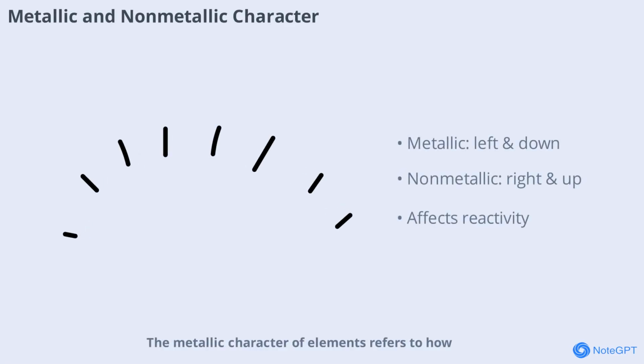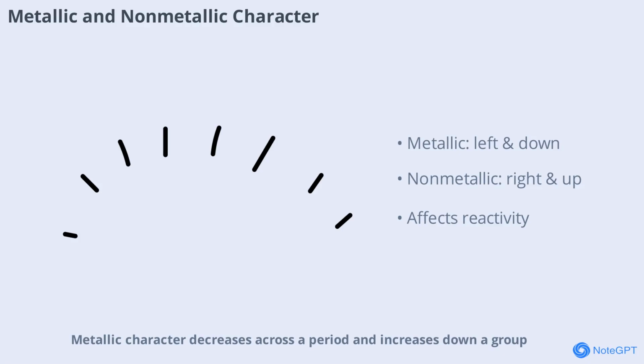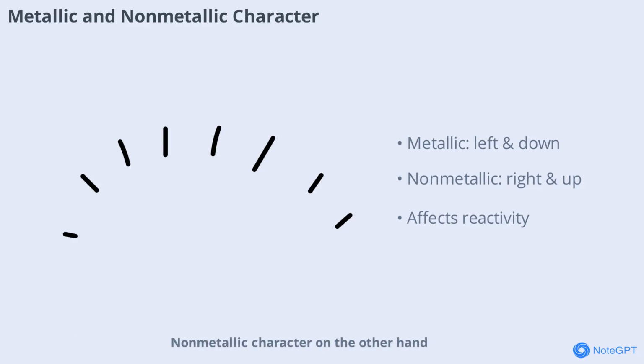Metallic character of elements refers to how easily they lose electrons to form positive ions. Metallic character decreases across a period and increases down a group. Nonmetallic character, on the other hand, increases across a period and decreases down a group. This explains why elements on the left of the table are metals, while those on the right are nonmetals. These trends are crucial for understanding the chemical behavior of different element groups.